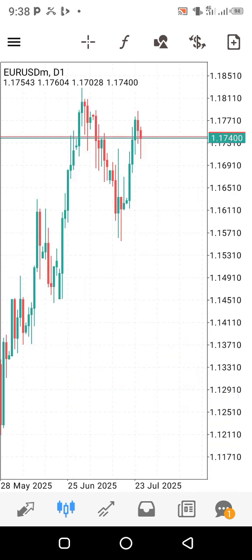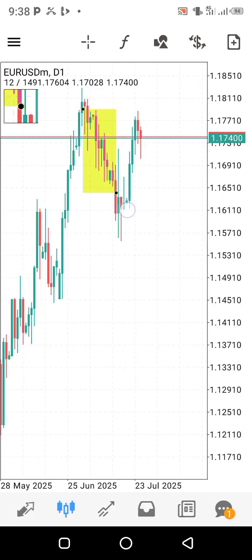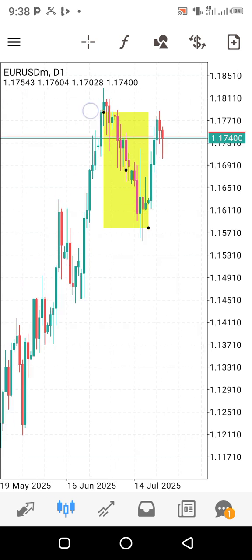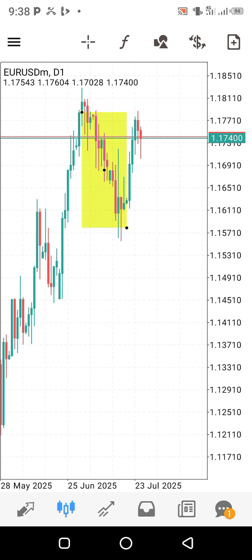Anyways, when you go to the daily time frame, what do you notice? Notice that we had what they call a compression. A compression is simply when price makes a drop, retests, makes a supply zone, then retests it. So when you have a compression, in most cases the market will rally through it. It will just go through it.